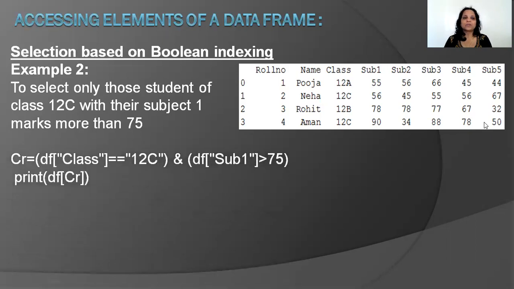Remember in series also I told you, when you have two conditions, each condition should be in a bracket. So DF class equals, I'm going to say DF of class. Of class would mean the square bracket. So DF of class should be equal to 12C. And at the same time, and DF of sub 1 should be greater than 75. Note that each individual condition needs a bracket. That's compulsory, that's mandatory.